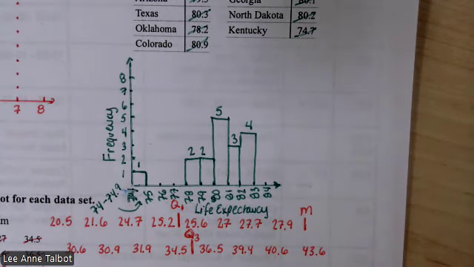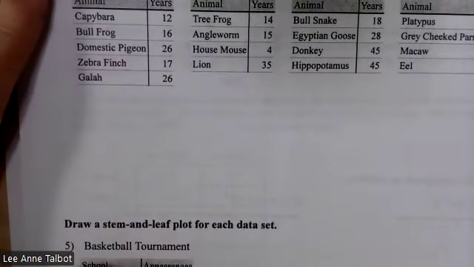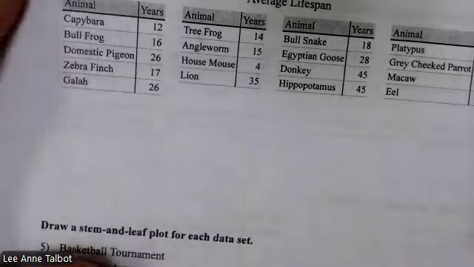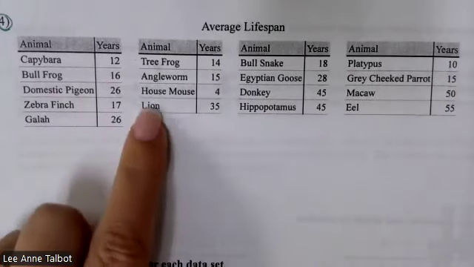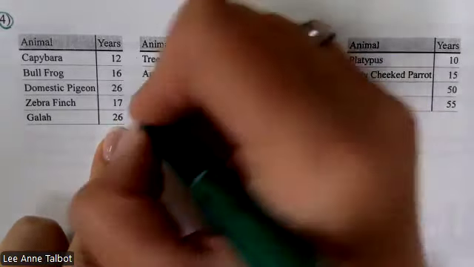Okay, now let's do number 4. Flip your page over. And this is a box and whisker plot again. So we're going to start by putting them in least to greatest. I see the least. That's easy.